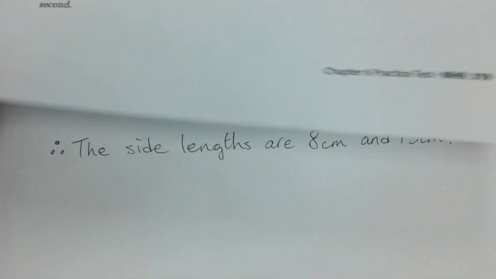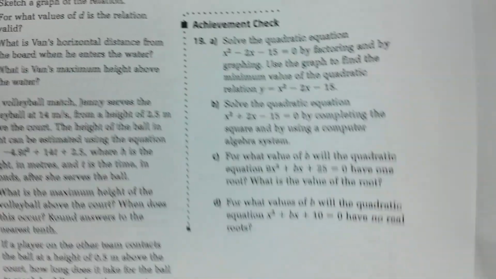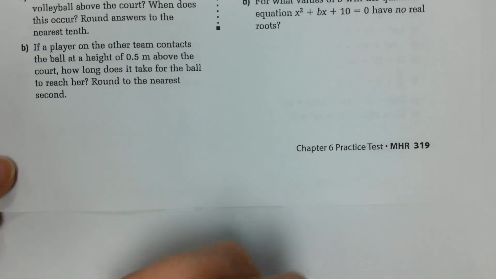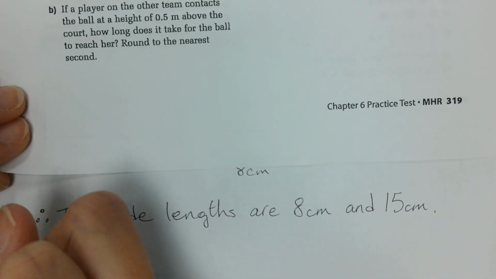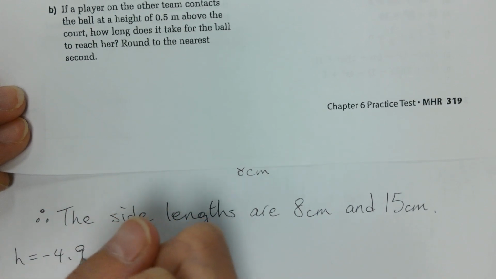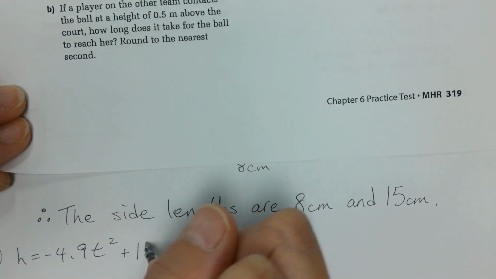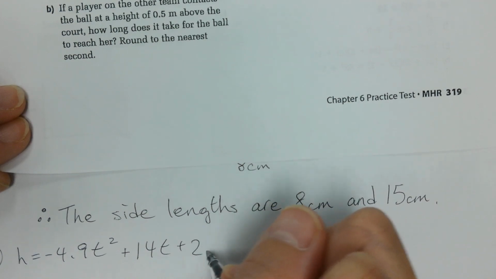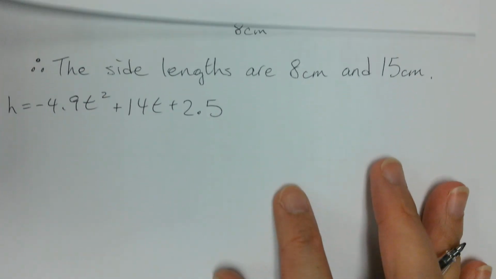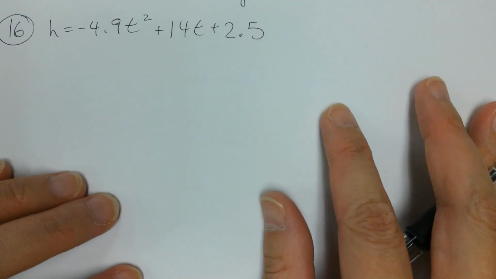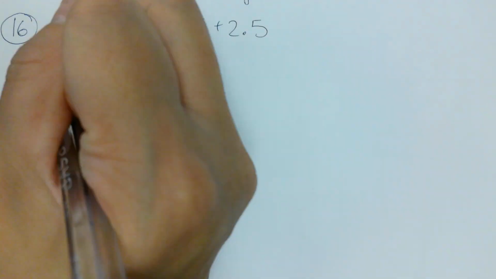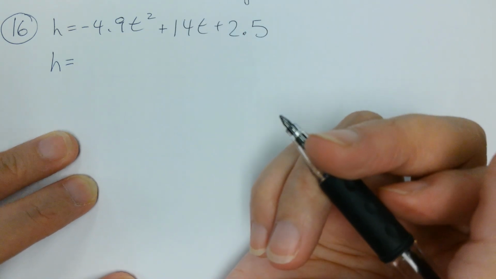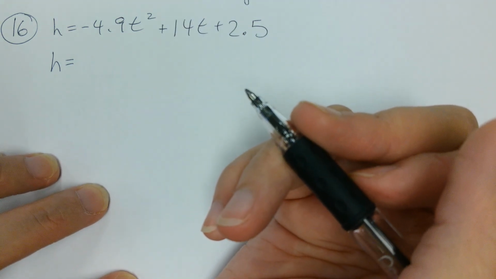Okay, so let's do that. Number 16. H equals negative 4.9t squared plus 14t plus 2.5. Okay, so let's see if we still remember how to do completing the square. You need to know it for tomorrow. What's my first step? Rosie? Factor out the first two terms.